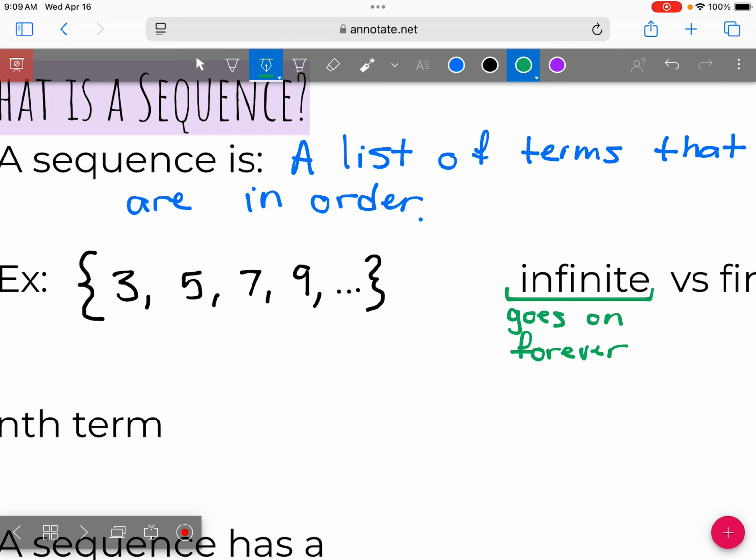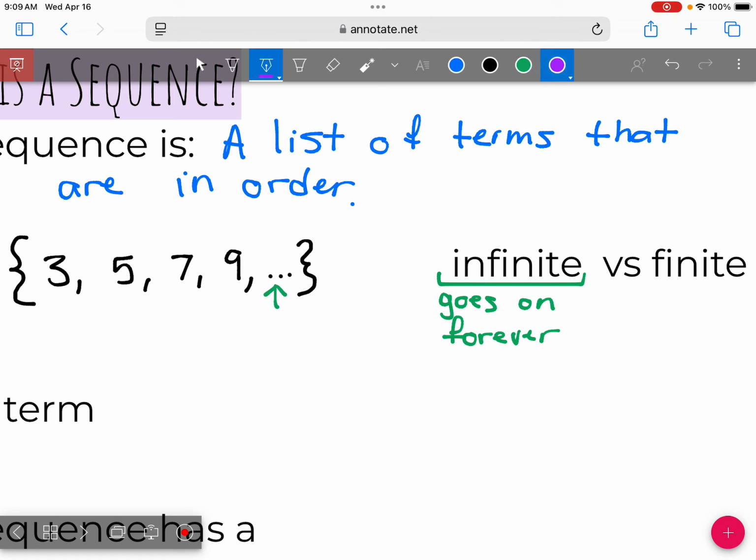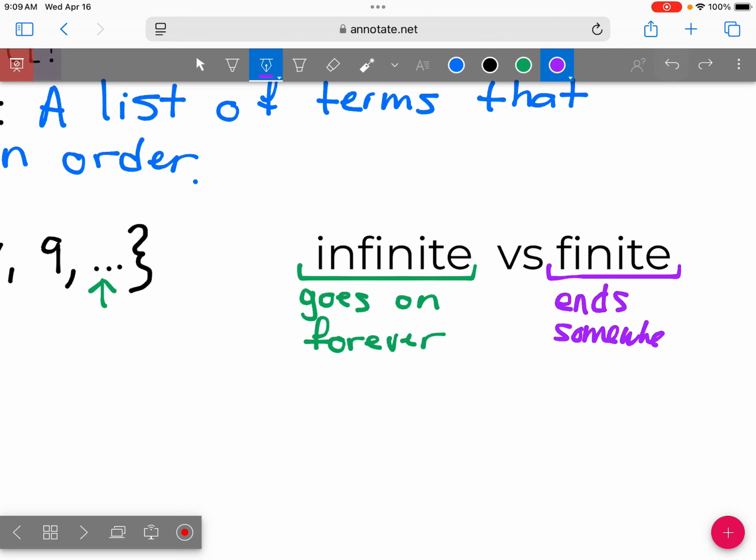Can I physically write something that's infinite? No. So what we do when something's infinite is we use the ellipses, which will mean it's infinite. It's continuing on in this pattern. Versus something that's finite, which is the opposite of infinite. It ends somewhere.